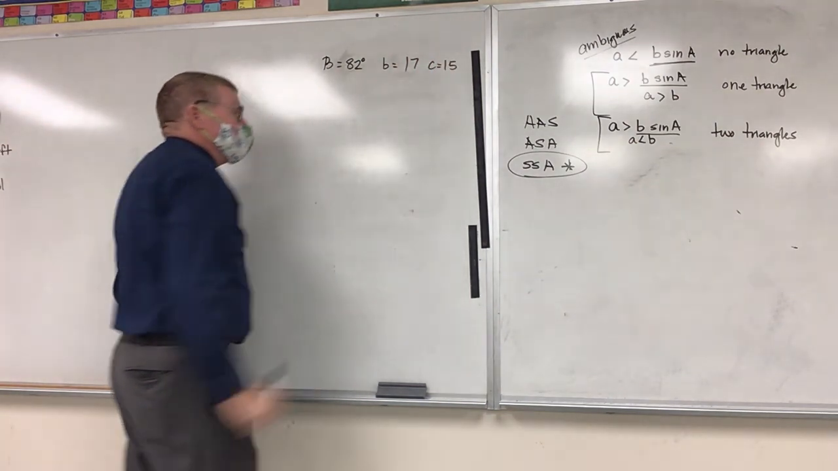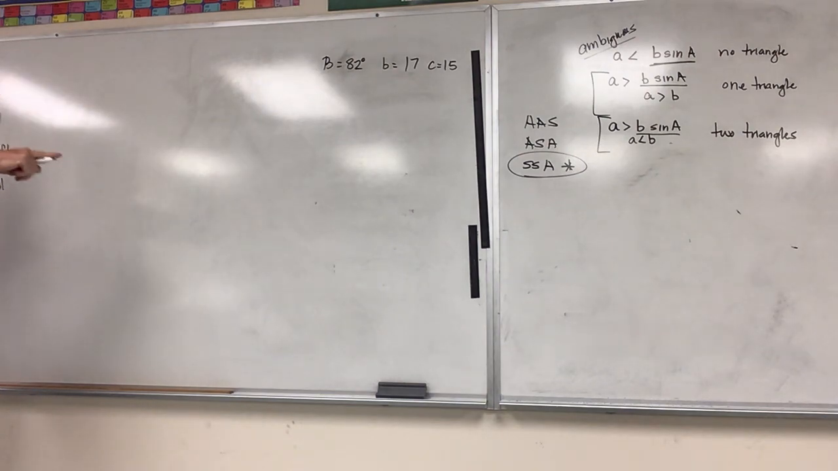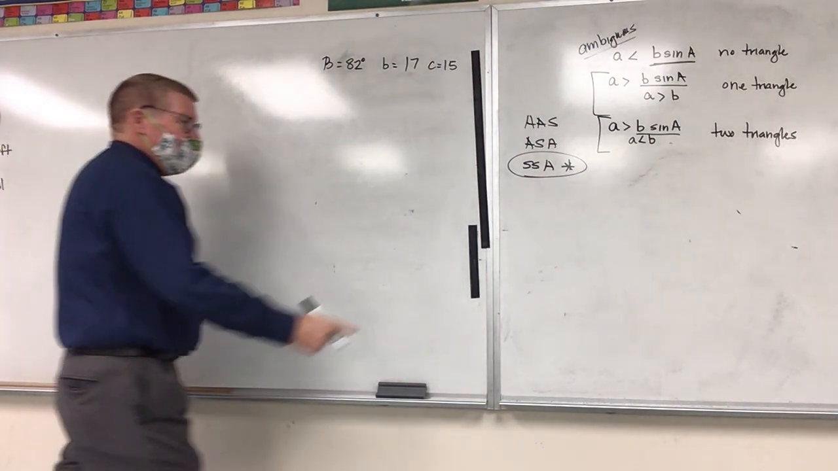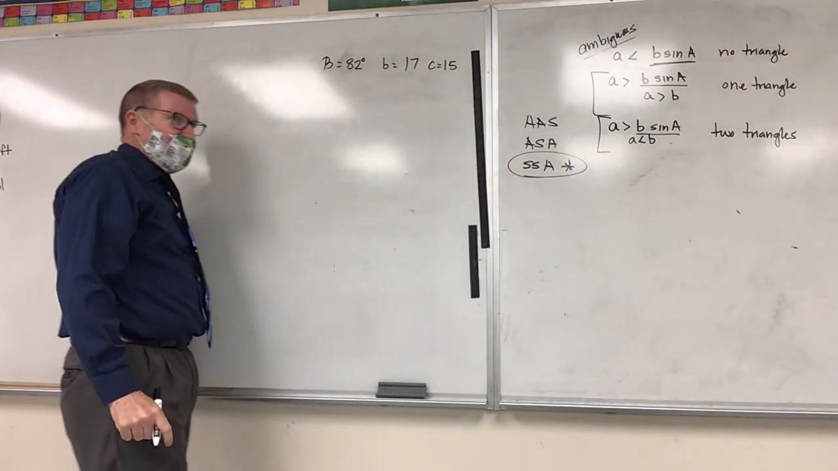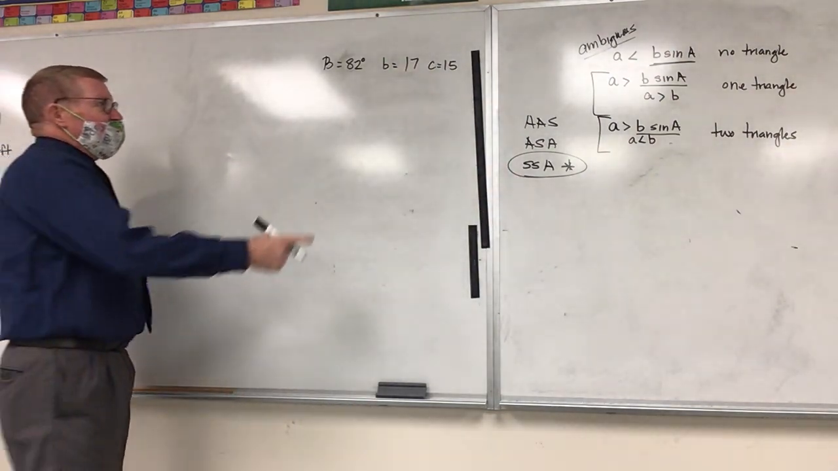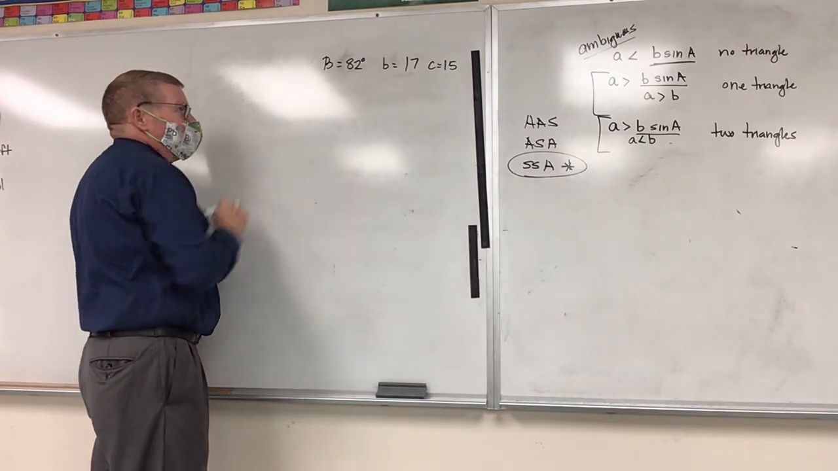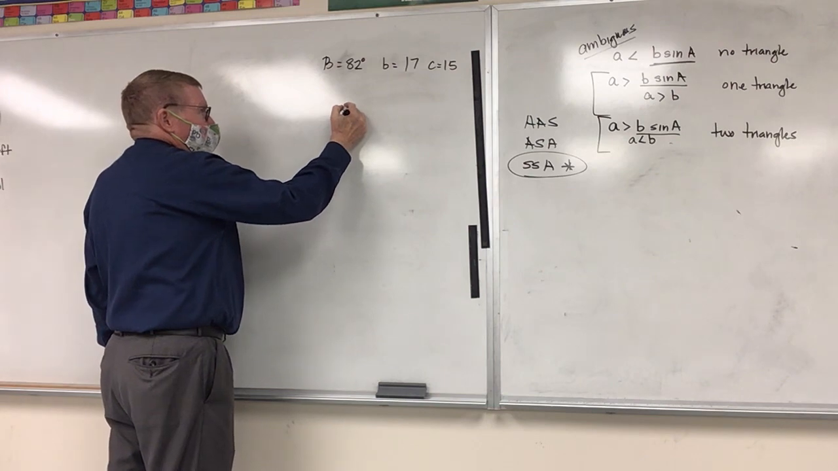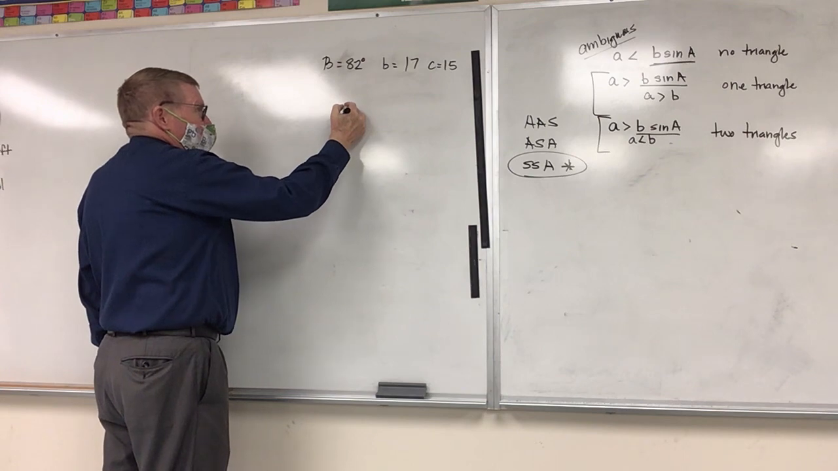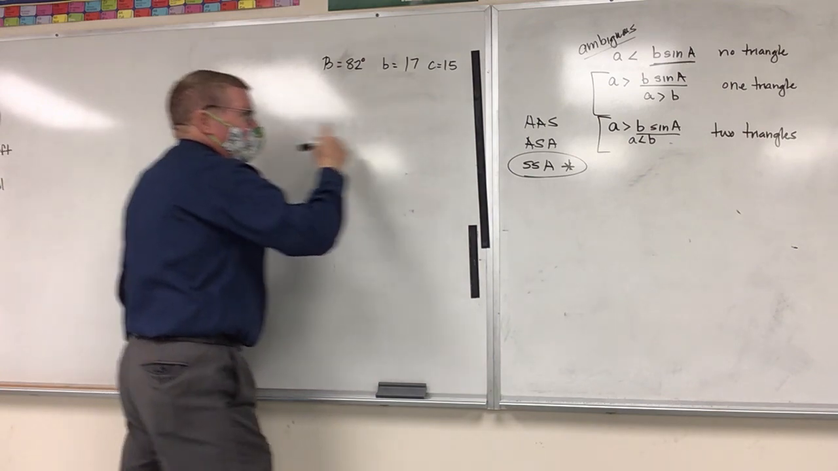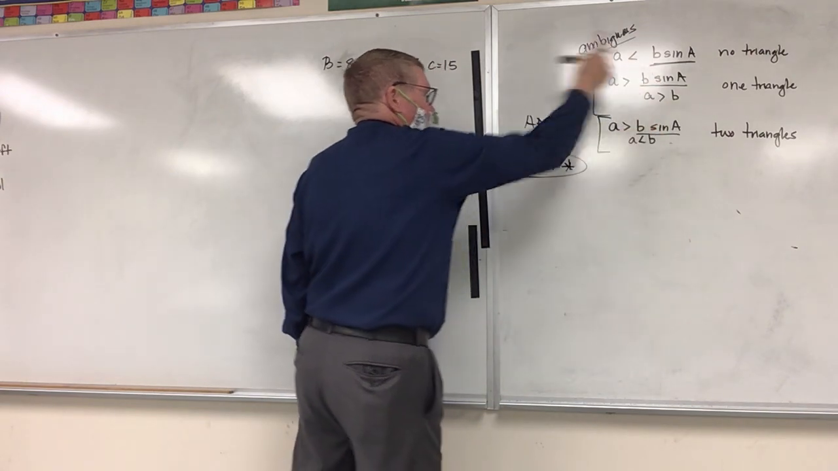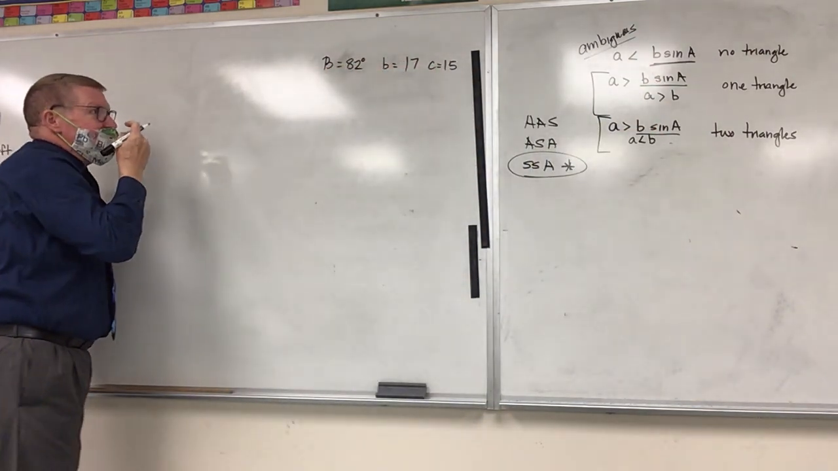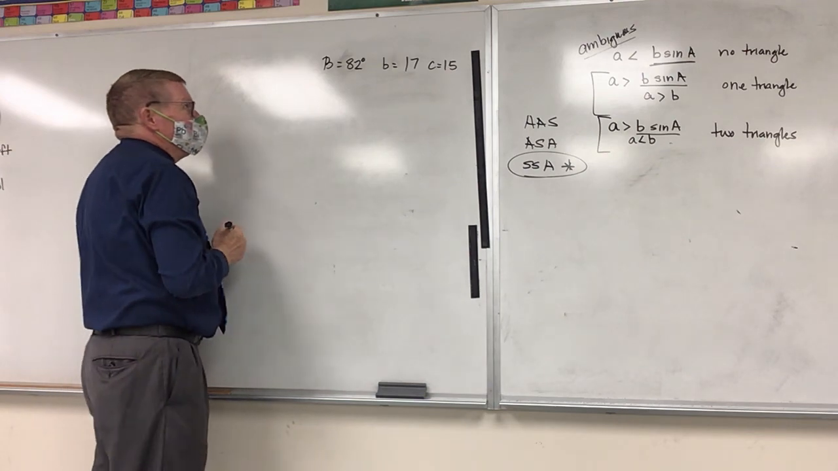Alright, so here's again. We have angle, side, side. So we got the two sides and the angle, so we have to double check to make sure: do I have one triangle, two triangles, or no triangles? So how am I gonna compare? It's b sine A. Just give me numbers. So 17 and 82.